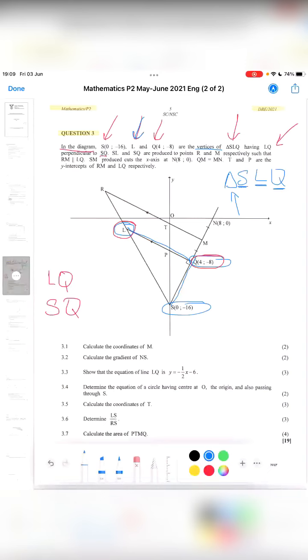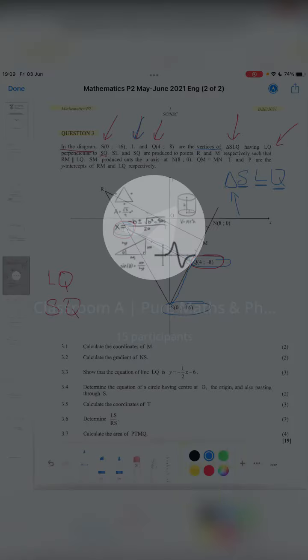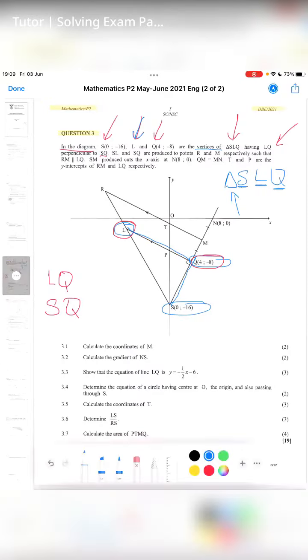So if you've been attending my previous lessons, you will remember that when you have perpendicular lines, when you multiply the gradient of one line with the gradient of another line perpendicular to that line, you get -1 when you multiply the gradients of those two.